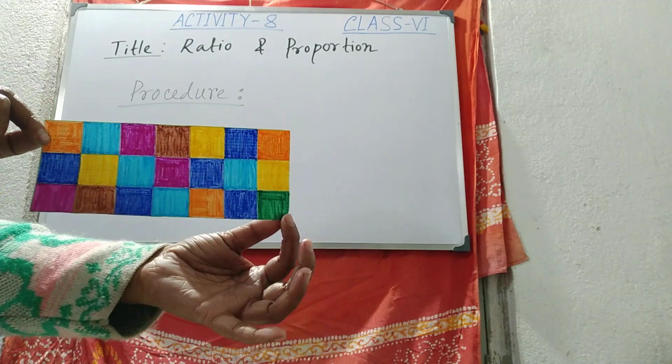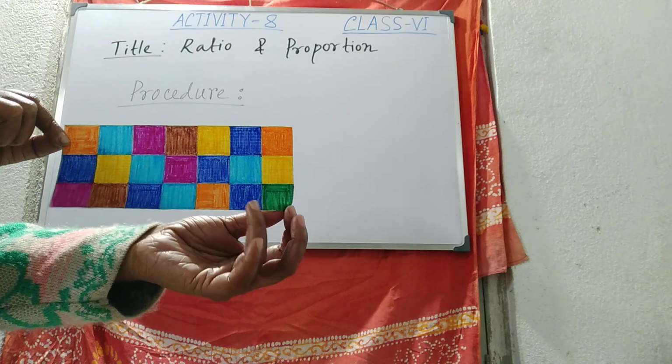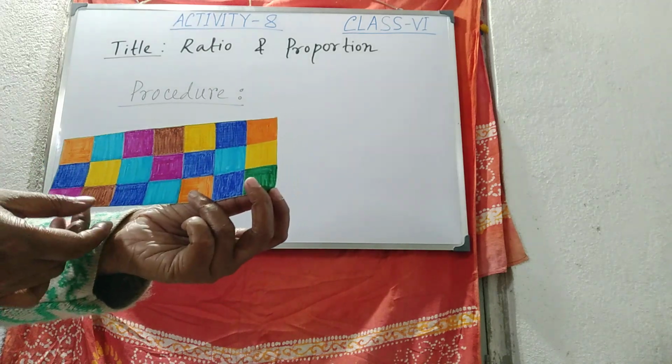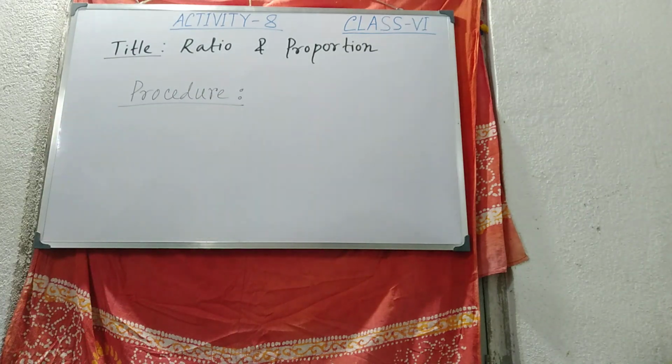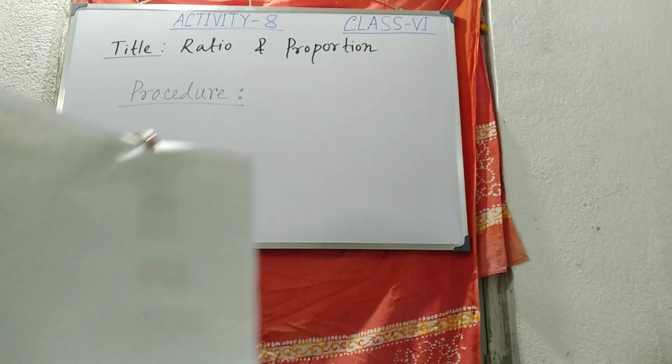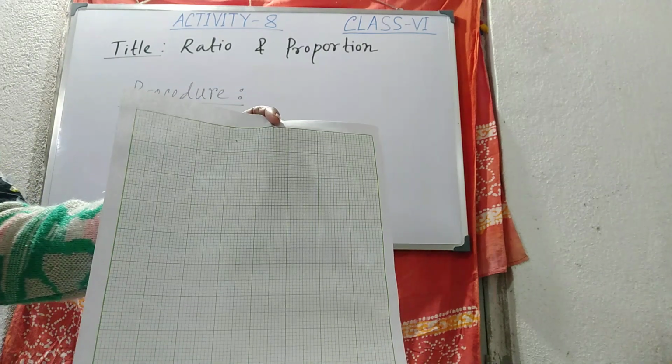After taking 21 square boxes, I hope you can see I have colored them using different sketch pens. So in this way, after taking any finite number of square boxes, randomly you have to color.